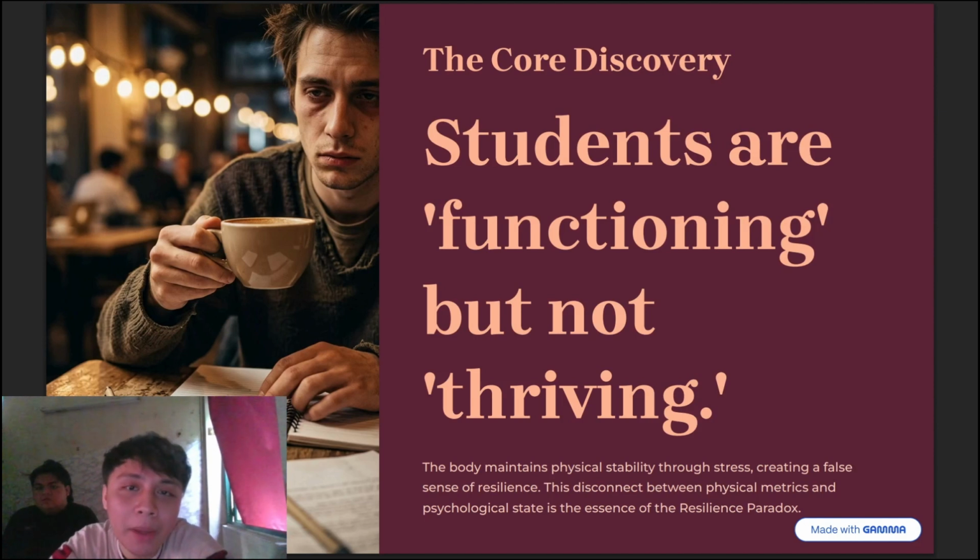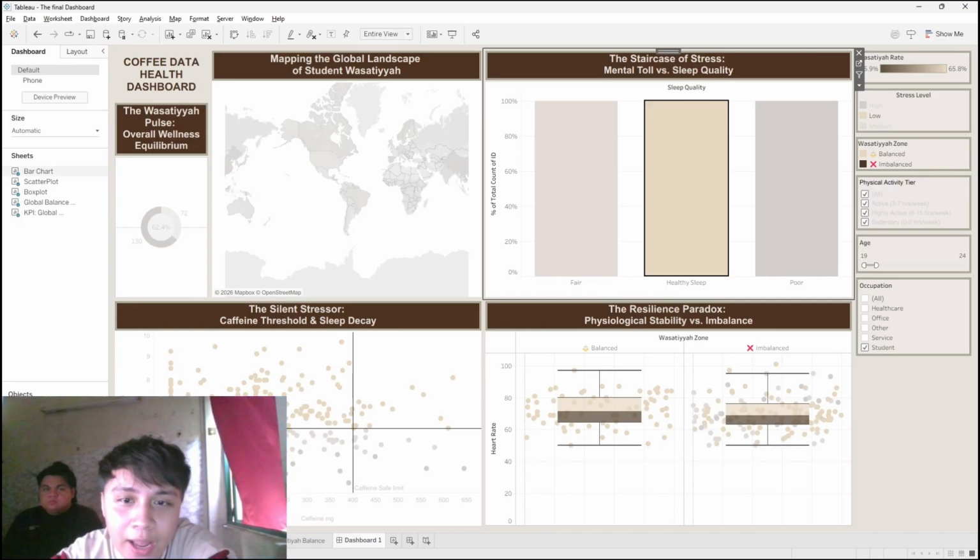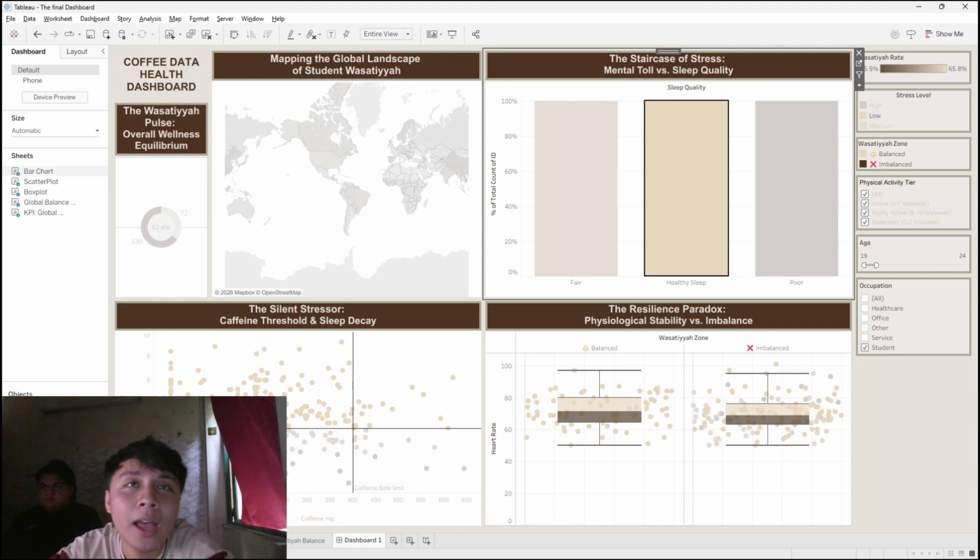So moving on to my part, which is the core discovery, where students are functioning but not thriving. The body maintains physical stability through stress, creating a false sense of resilience. So you might wonder, how does one achieve such things? If you look at my box plot, you can see that I have marked two zones, which are the balance and the imbalance, where the balance is the student who takes the safe intake of caffeine and sleeps more than 7 hours, and it will be the opposite for the imbalance. You can see both of their heart rates are actually evened out.